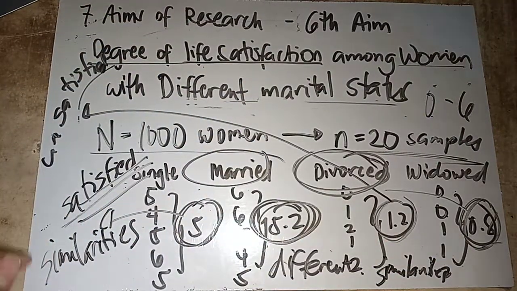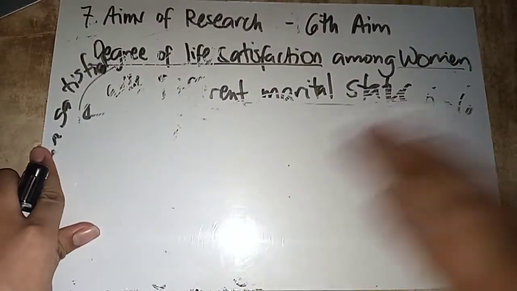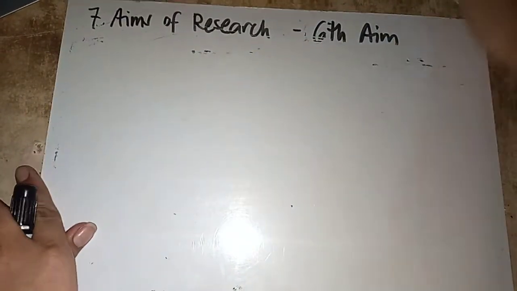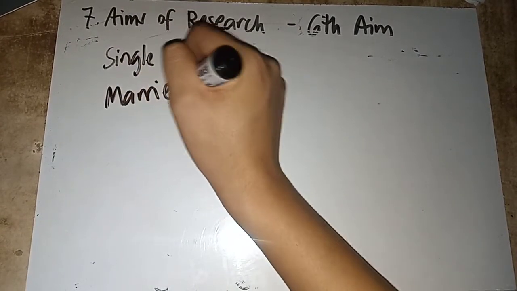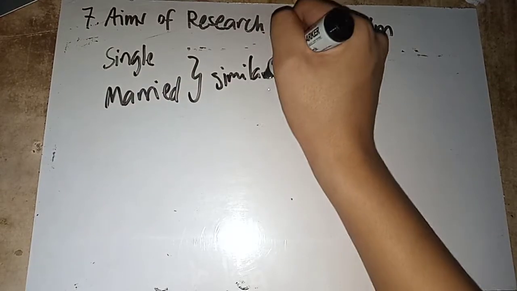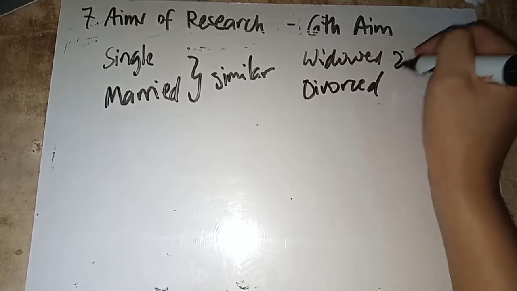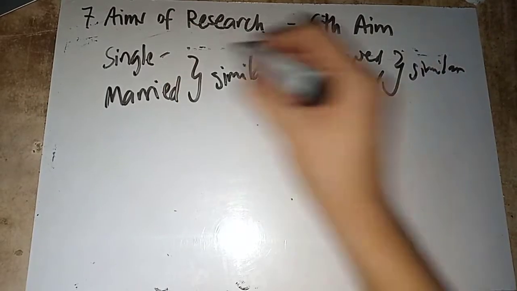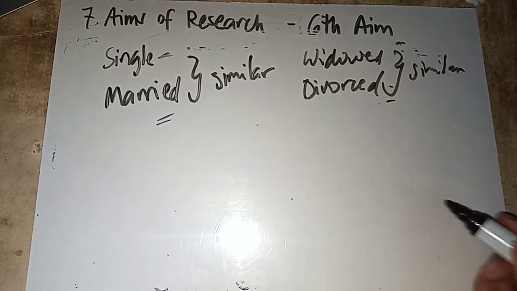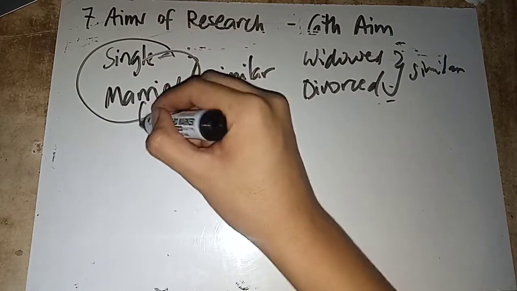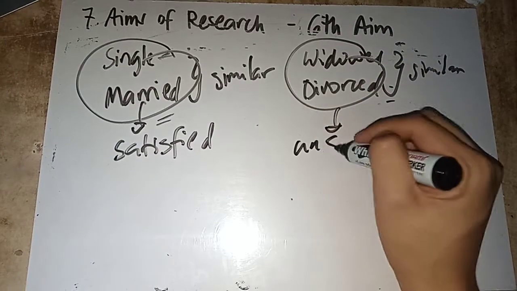Okay? So with that said, given this example, let us try to write it once more. The single and married, they are similar. Same as widowed and divorced. They are similar. However, single and widowed are different. Single and divorced are different. Married and widowed are different. Married and divorced are different. Okay? Because the single and married are much more satisfied, and the widowed and divorced are much more unsatisfied.